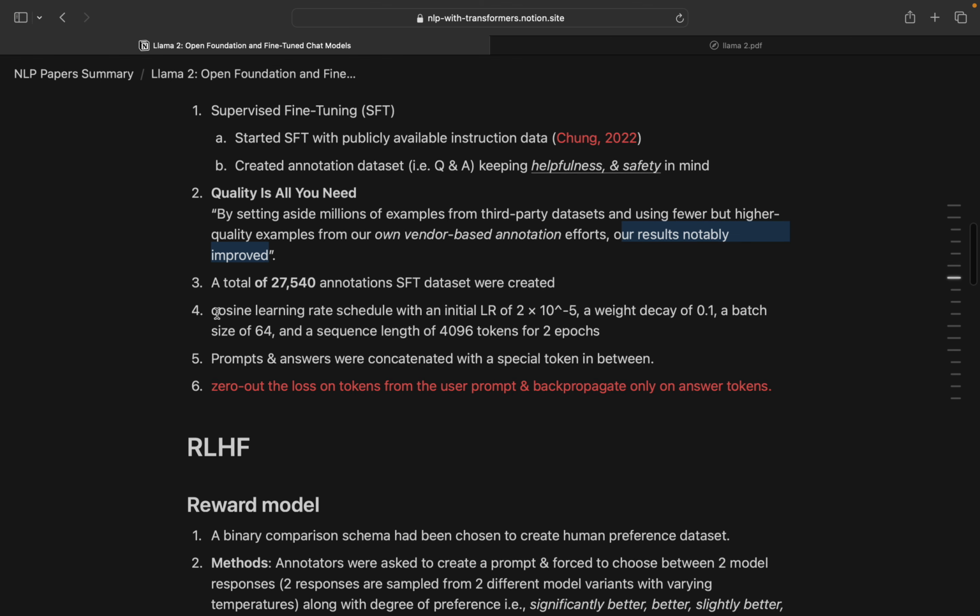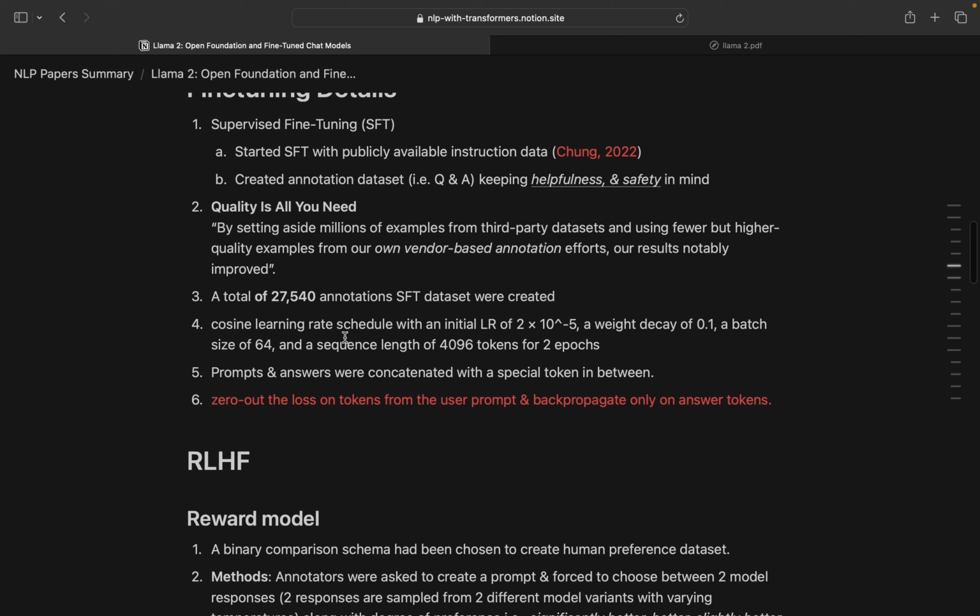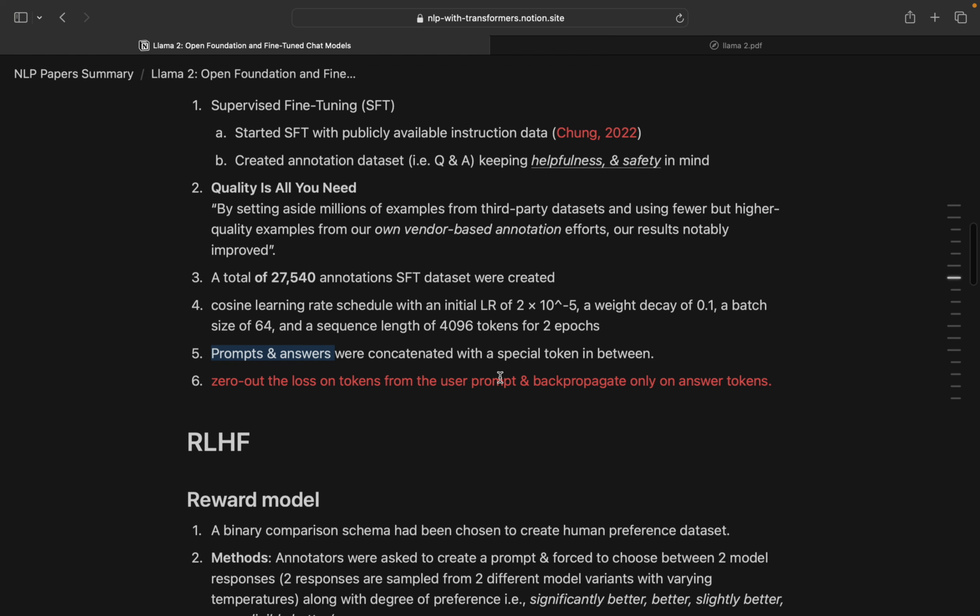Let's move ahead, and again they talked about the hyperparameters used and other related stuff. For SFT, they have a 27k dataset. They trained for 2 epochs with a batch size of 64 and a sequence length of 4096. While training, prompts and answers were concatenated with a special token in between. So while doing backpropagation, they do it only on the generated answer and not on the prompt or the X.